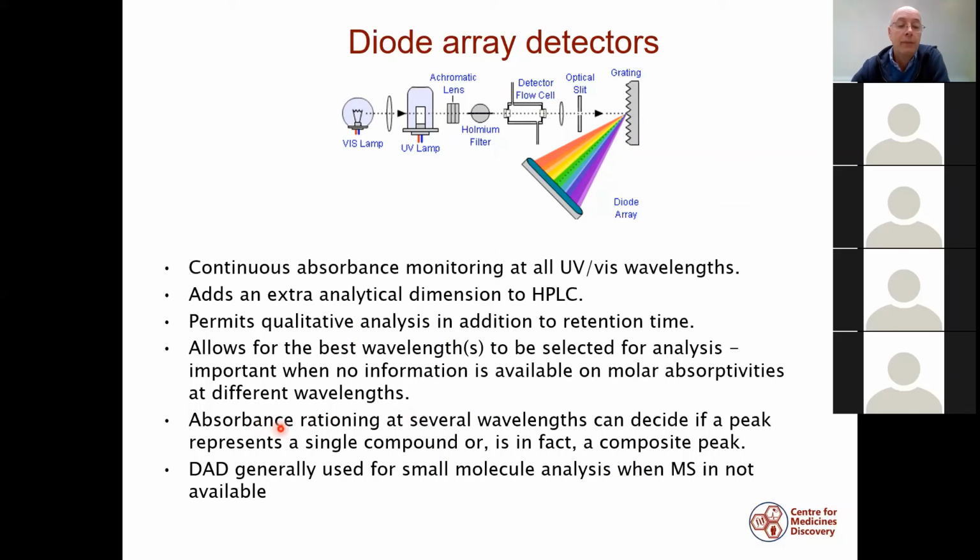Very often you will get different components that elute at the same retention time, and so you will have a composite peak, but you can detect that with a diode array detector, which you may miss with the standard UV detector. And also for small molecule analysis, when you're not sure what the absorbance is going to be, diode array detection is usually superior.